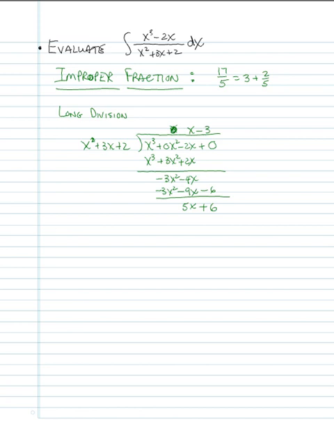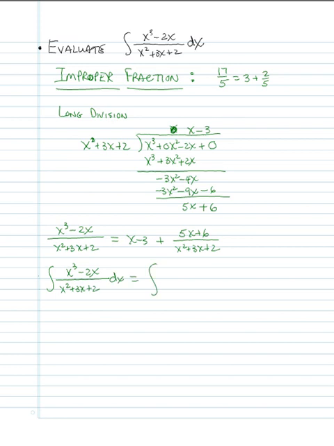So what we have found out is that if we take this fraction, x cubed minus 2x over x squared plus 3x plus 2, when we do a division, we get x minus 3 plus the remainder 5x plus 6 divided by x squared plus 3x plus 2. Okay, well, that is the secret of this. So when we're trying to integrate x cubed minus 2x over x squared plus 3x plus 2 with respect to x, it's the same as integrating the result of our division, which is x minus 3 plus this fraction, 5x plus 6 over x squared plus 3x plus 2.